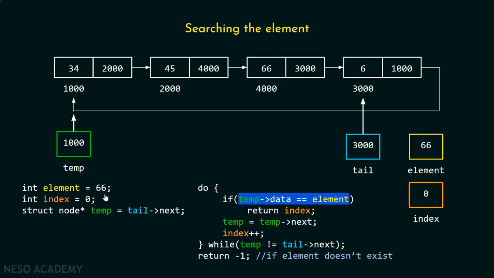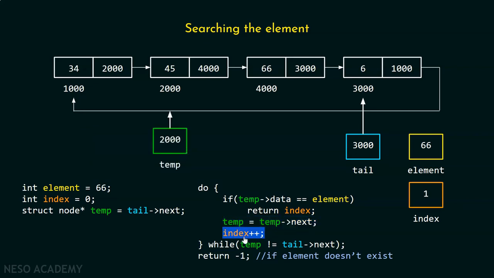34 is not equal to 66. Thus, we will come over here. Temp equal to temp next. That means we will move our temp pointer towards right. And then, of course, we will increment the index. So, this becomes 1. Now we will check this condition.